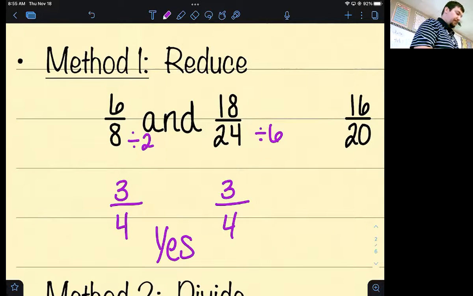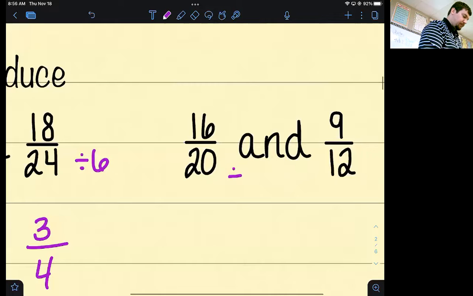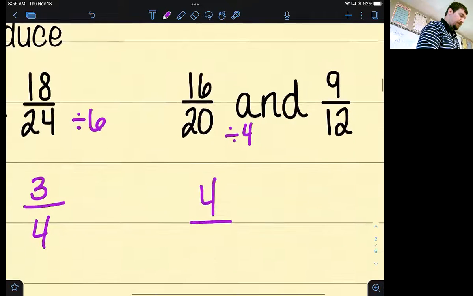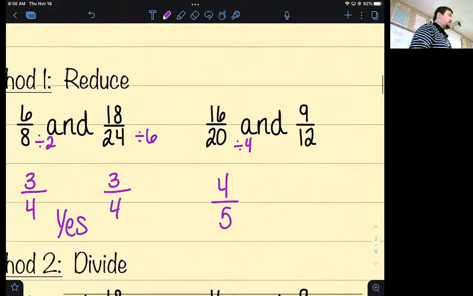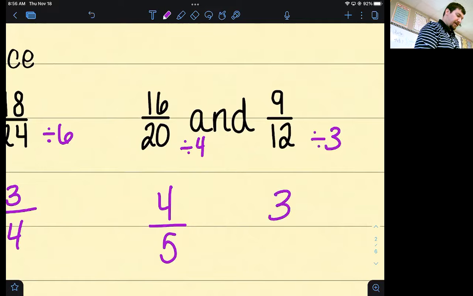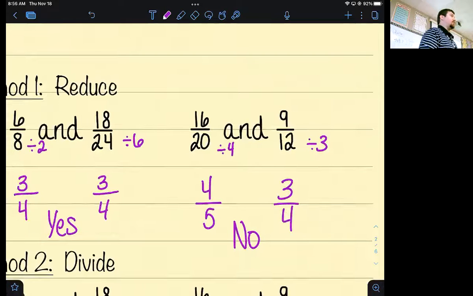Maddie, what's the biggest number that goes into 16 that also goes into 20? 4. Okay, 16 divided by 4, 20 divided by 4, so 16/20 reduces to 4/5. If they're proportional, this other fraction will reduce to 4/5. Branson, what's the biggest number that goes into 9 that also goes into 12? Branson, what's 9 divided by 3? And 12 divided by 3? Do they equal the same fraction? No, they're not proportional.